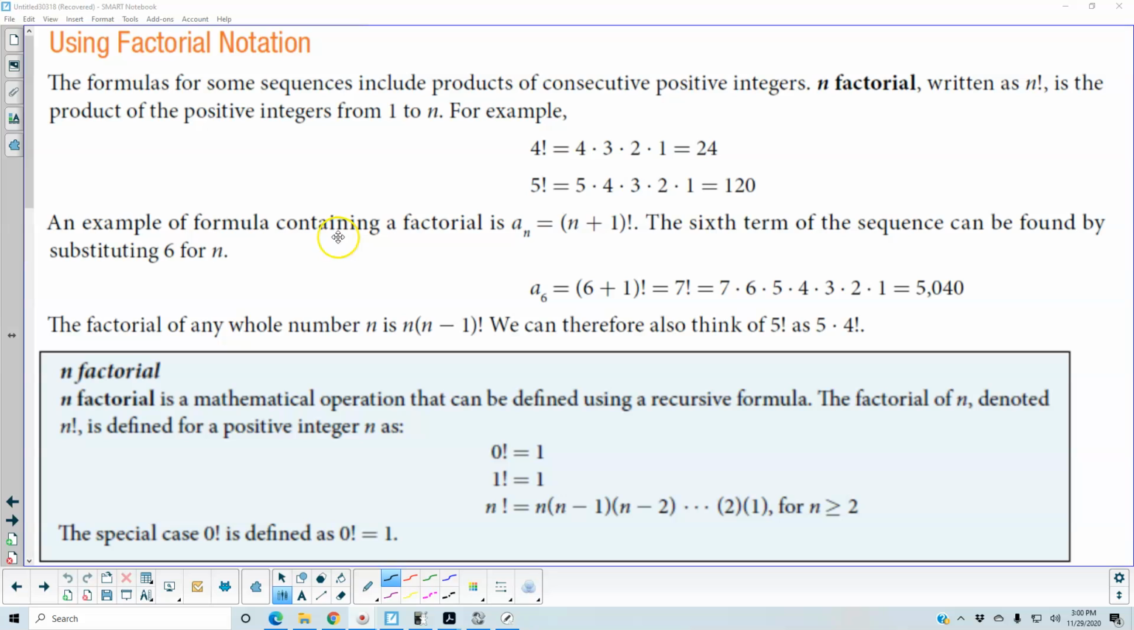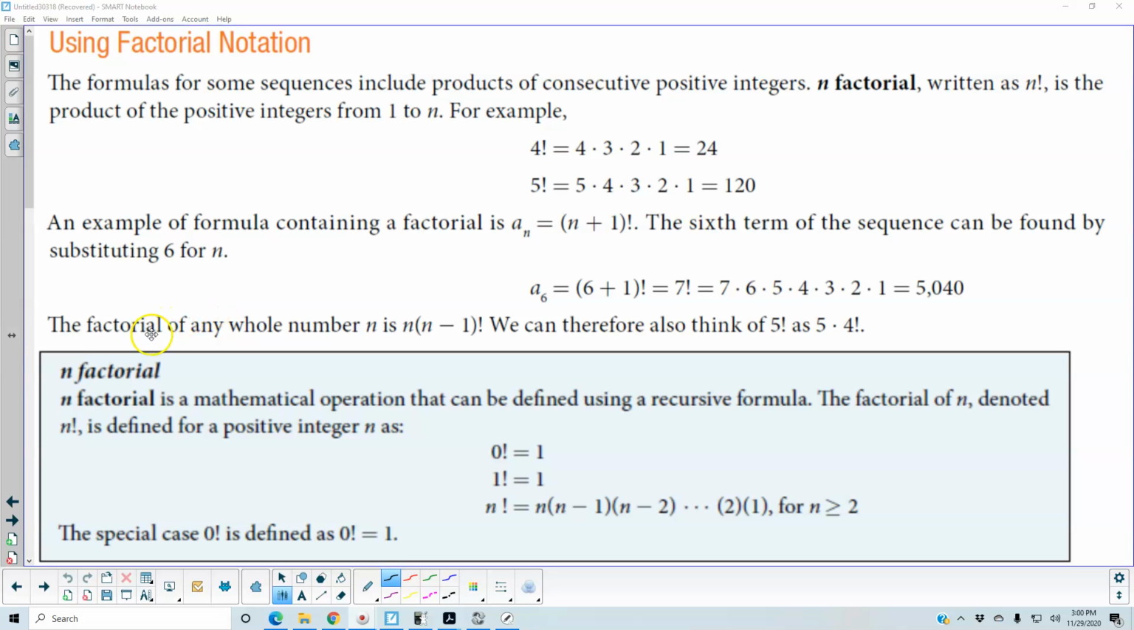An example of a formula containing a factorial is a subscript n, which is equal to (n plus 1) factorial. Now, the sixth term of the sequence can be found by substituting 6 for n. So this would be a subscript 6, which is going to equal 6 plus 1 factorial. Well, 6 plus 1 is 7, so 7 factorial will be 7 times 6 times 5 times 4 times 3 times 2 times 1, which would give us 5,040.